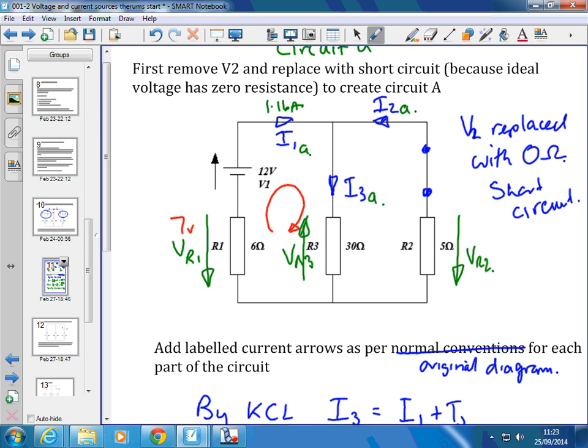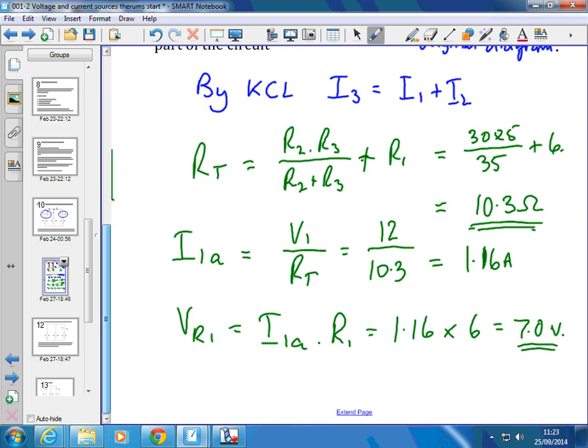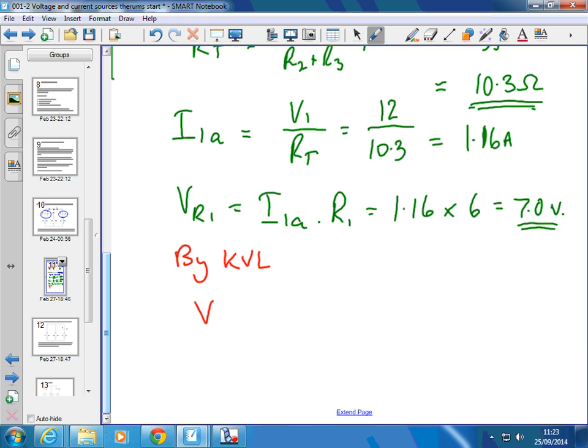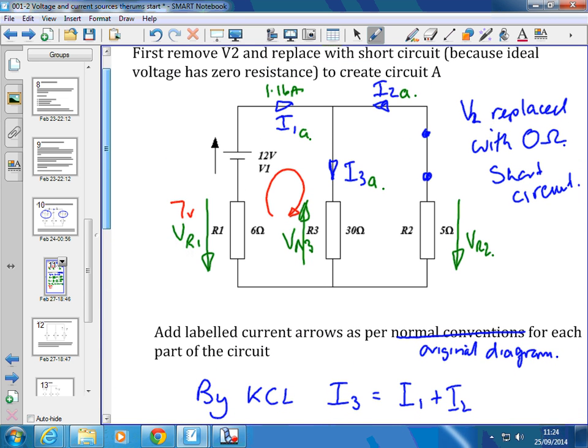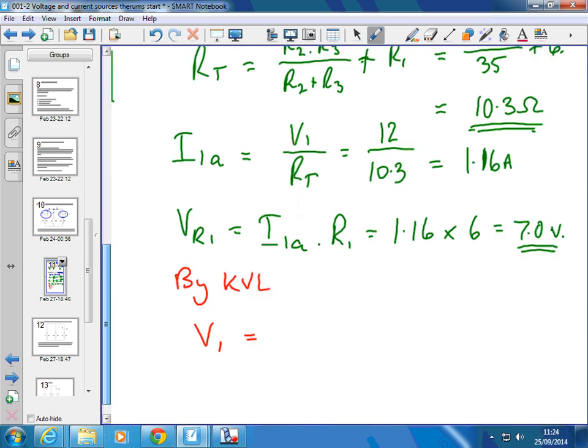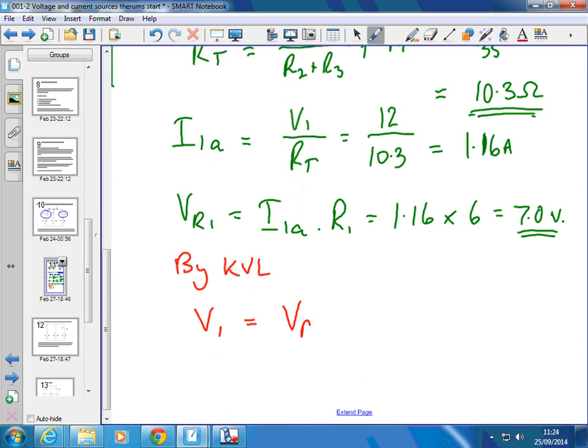So we've got one clockwise arrow. That's why it's important to get these arrows on in the right direction. Two anti-clockwise arrows. So we can say by Kirchhoff's voltage law, V1, that's the only clockwise arrow on the diagram, is equal to VR1 plus VR2.